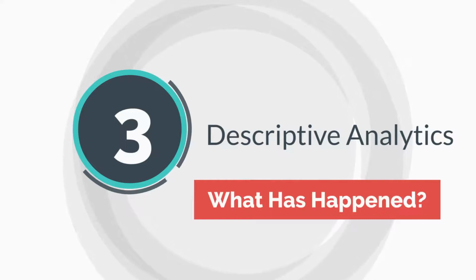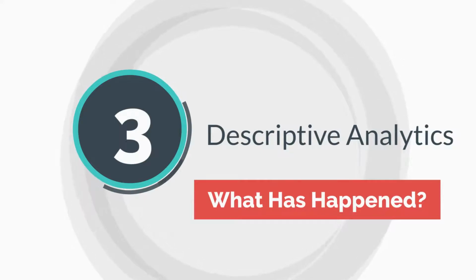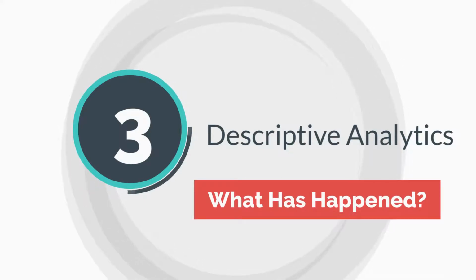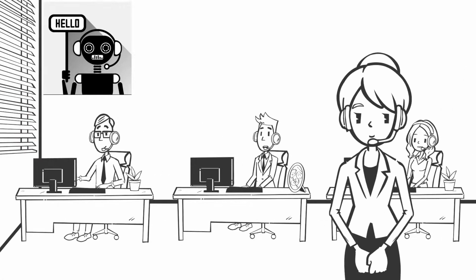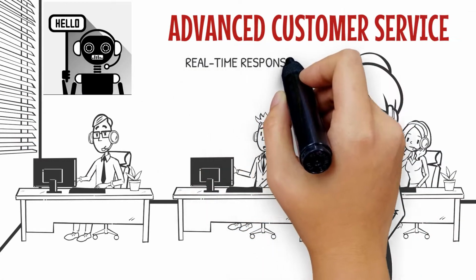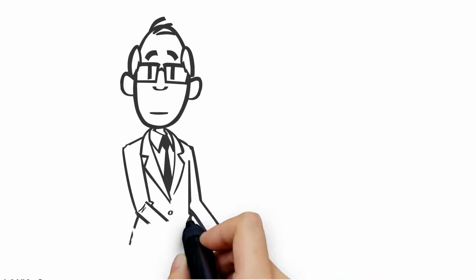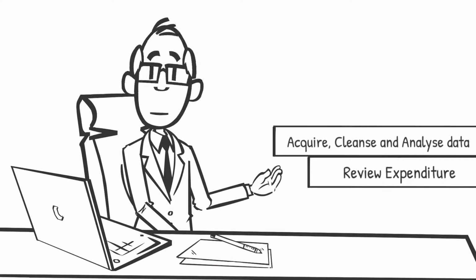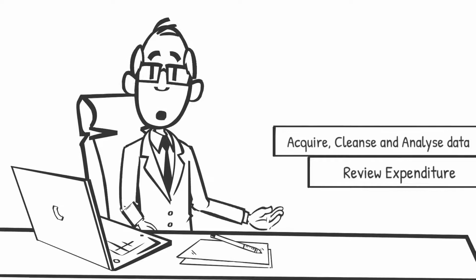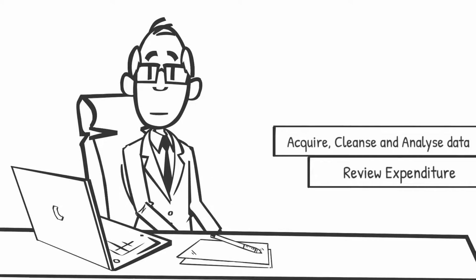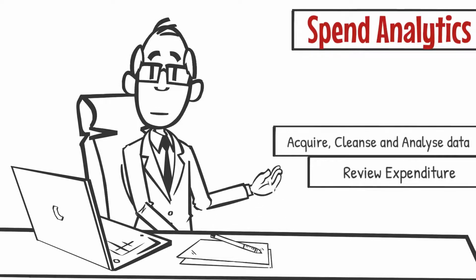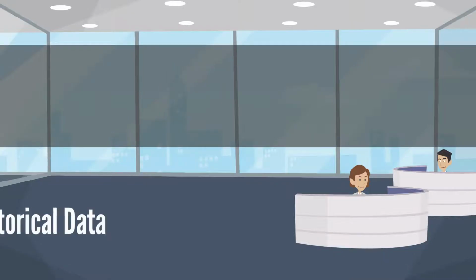Descriptive analytics is the use of data to figure out what is happening now or what happened in the past. 3SC's control tower comes with advanced customer service powered by interactive chatbots. You can now acquire, cleanse and analyze data to review expenditure and allow exploration of the opportunities which may exist to create value in a category through spend analytics.